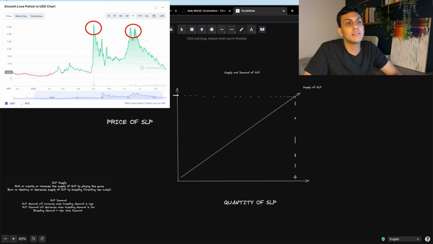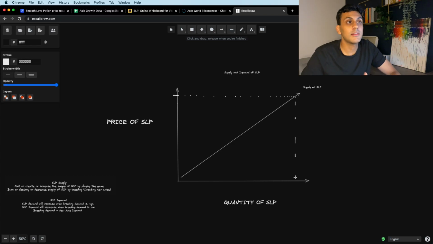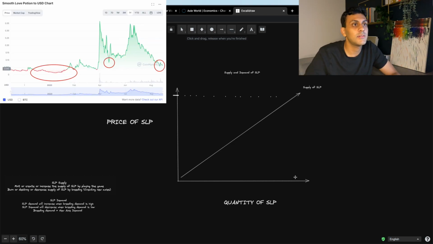That's because when the prices are higher, you want to play the game. Inversely, when the price of SLP is lower, you're less likely to want to play the game. You're less likely to want to earn the SLP because the price of SLP isn't as high. You can't sell it for as much. So when the price of SLP is down here, it intersects at a very low quantity of SLP.